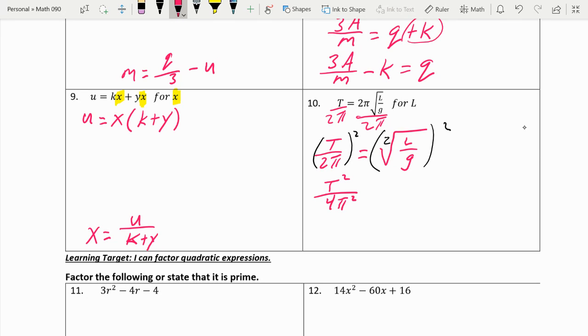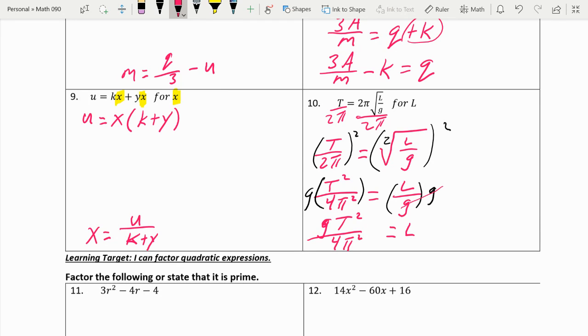So t squared, 2 squared gives me 4. Pi squared is equal to L over G. All right. Now, I could cross multiply like we did over in the other problems, but if I just multiply both sides by G, L will be left by itself, which is what I'm solving for. All right. So L is equal to G times t squared over 4 pi squared.